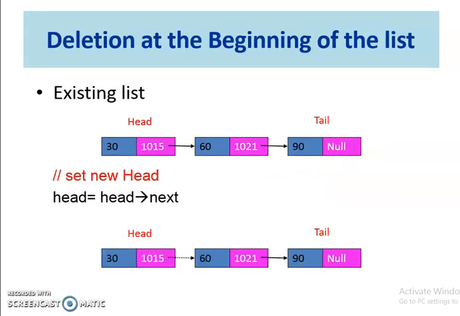Now let us see how the deletion is done at the beginning of the list. Again consider the existing list. Since we are going to delete the head node, set the head to be head.next and the link of the old head node disappears.